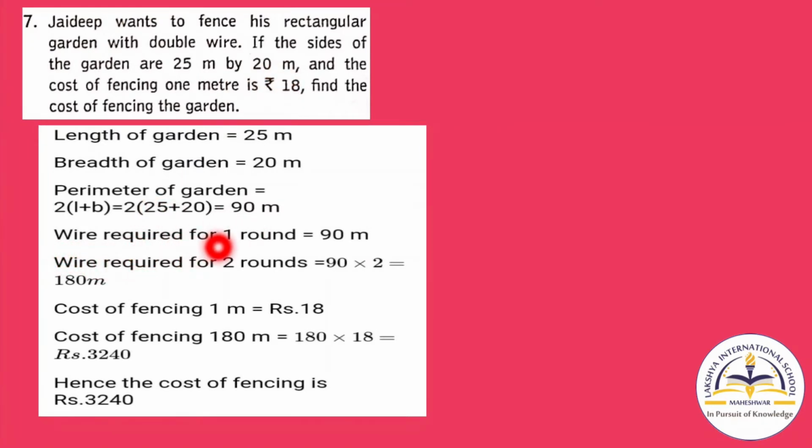Now wire required for one round, that is 90 meter. Now wire required for two rounds, that will be 180 meter. So the cost of fencing 1 meter is rupees 18. So we have to multiply 180 into 18. It means the cost will be 3240 rupees.